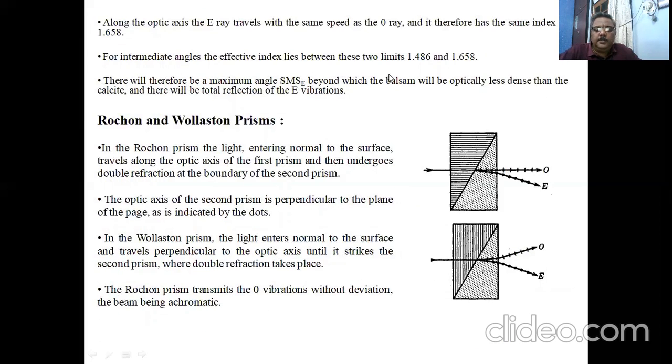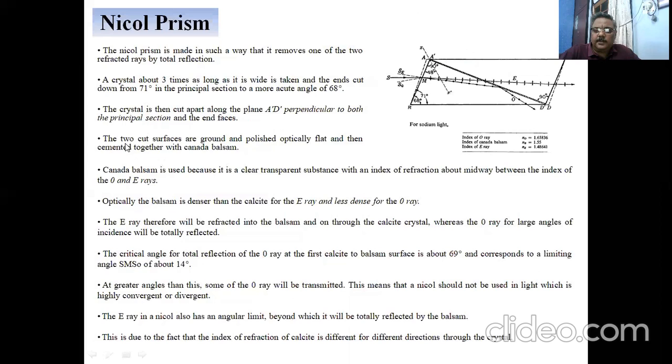And in the previous Nicol prism, we were not having any restriction about the direction of the optic axis. The optic axis of both the parts of the crystal was the same. This was the same crystal. We cut it and then paste it with a layer of Canada balsam. Now we take two different crystals. Here in one, the optic axis is in that direction, and in the other one, the optic axis is perpendicular.